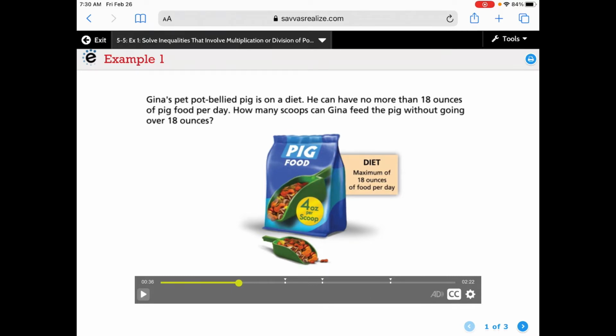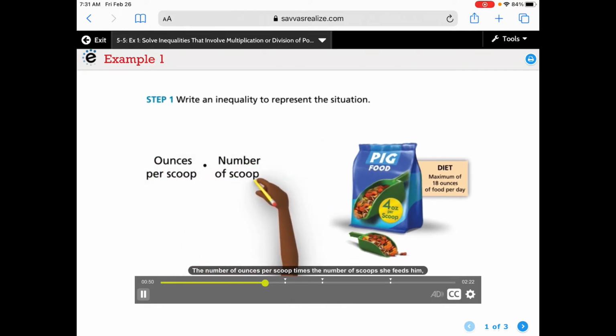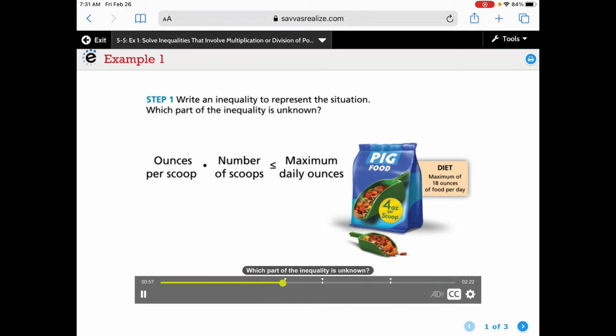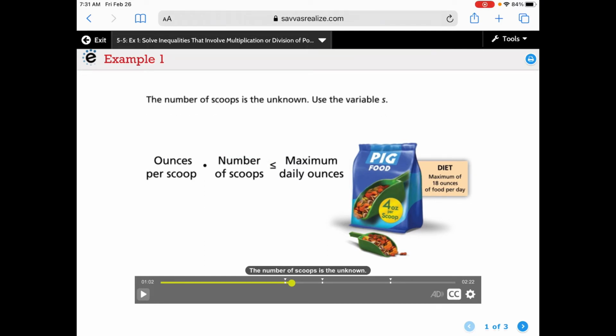Alright, so as we know, we're going to be looking at multiplication. So we'll probably have 4x is less than or equal to 18. Let's take a look. Since the problem states that the pig can have no more than 18 ounces, we can write an inequality to represent the situation. The number of ounces per scoop times the number of scoops she feeds him must be less than or equal to the maximum daily number of ounces. Which part of the inequality is unknown? What is unknown is our number of scoops. The number of scoops is the unknown.